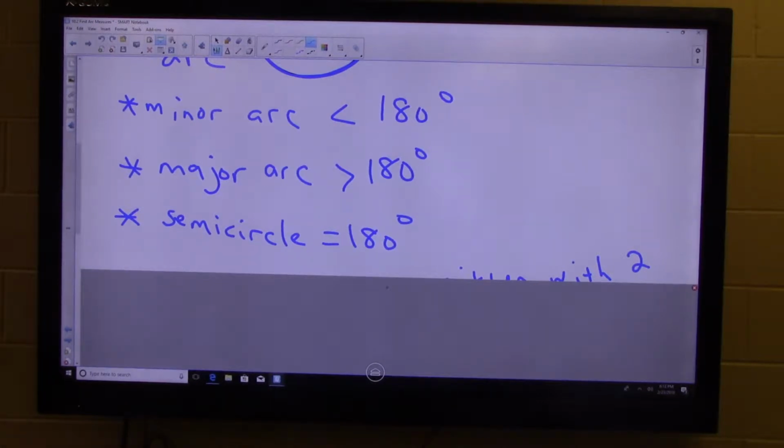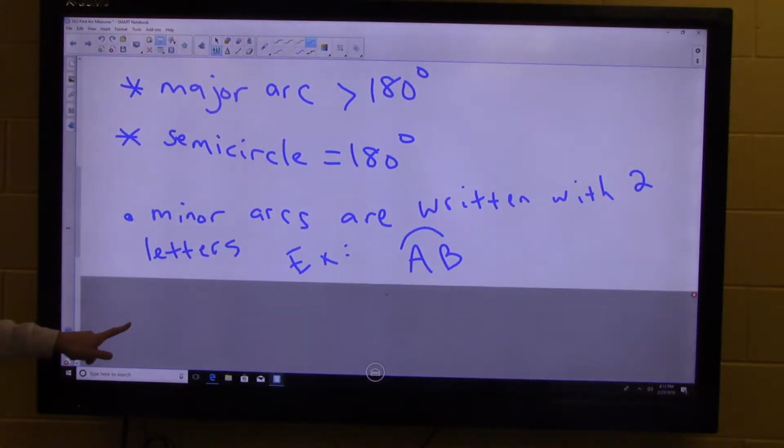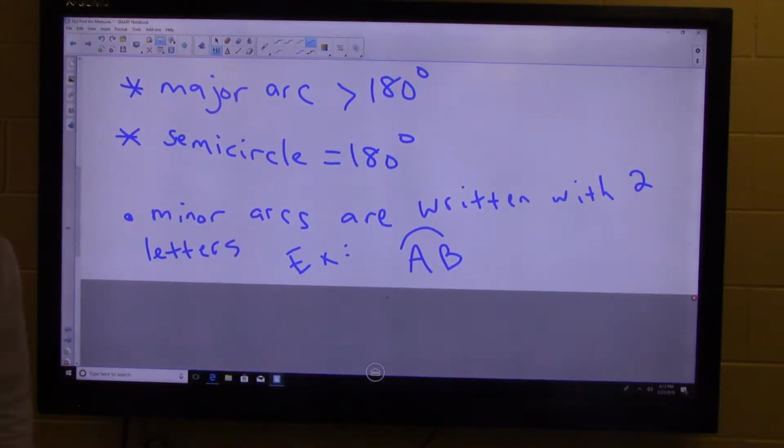Now we're also going to talk about how to label this. So let's see if we can label a minor arc, a major arc, and we'll talk about semicircle as well. Minor arcs, you always write them with 2 letters. So if the book just tells you that you have arc AB, you automatically now know that it's a minor arc because they only wrote it with 2 letters.